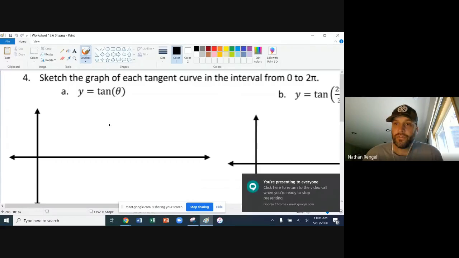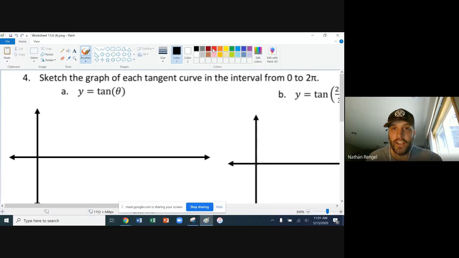The tangent curve in the interval from 0 to 2 pi. So we're going to use our theta axis here, and we're going to go from 0. We'll mark it out to here. We're going to mark it out to 2 pi. So that's where we're going to end up at. So tangent theta is just the basic.